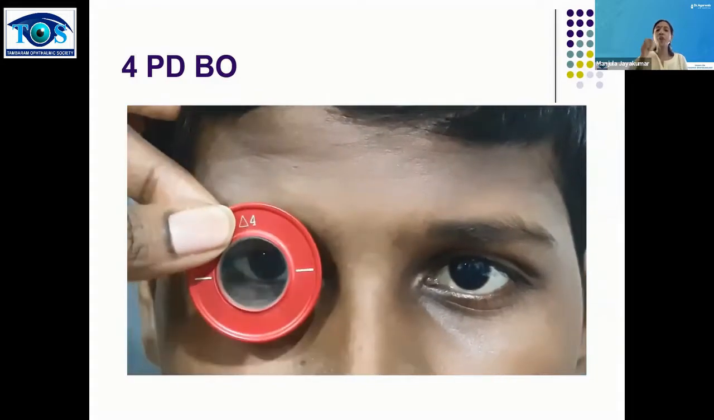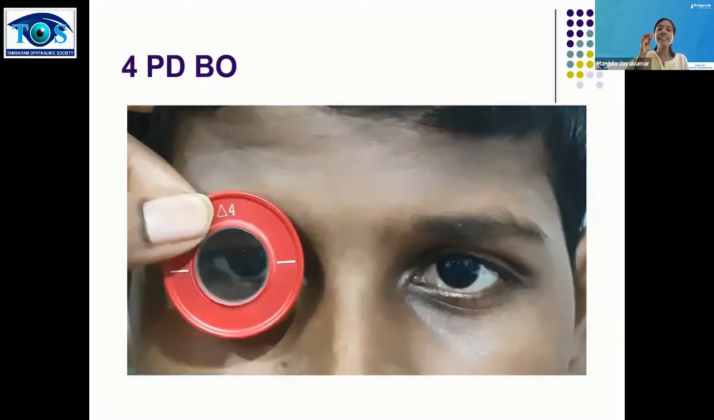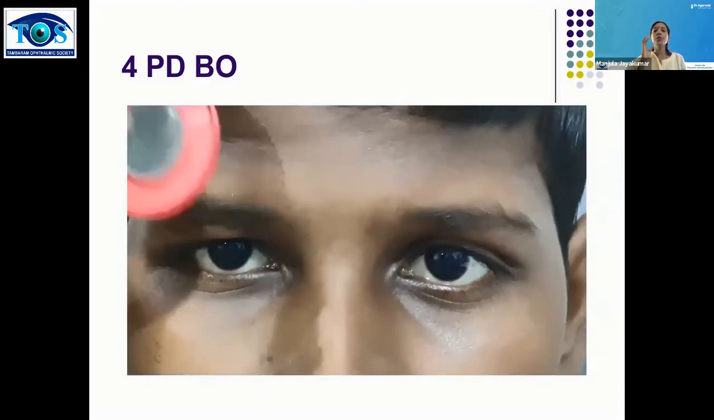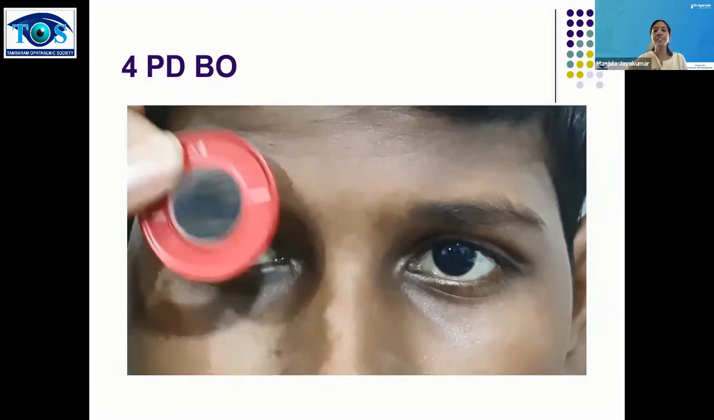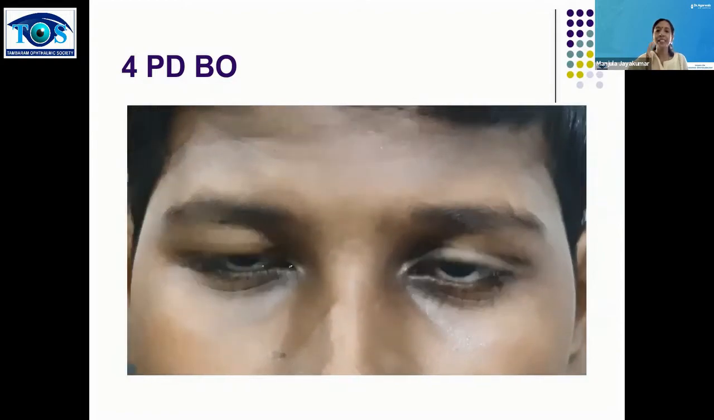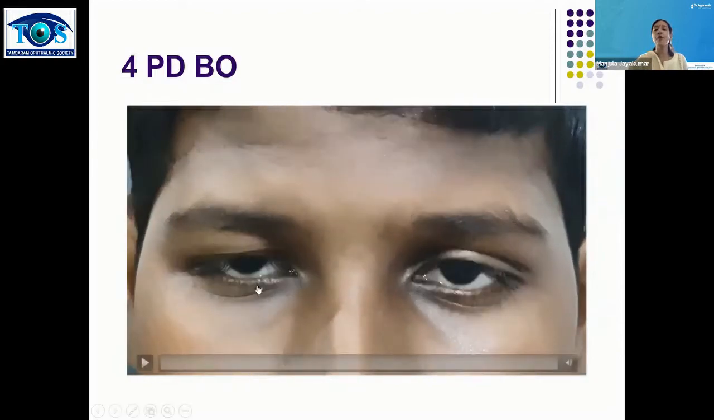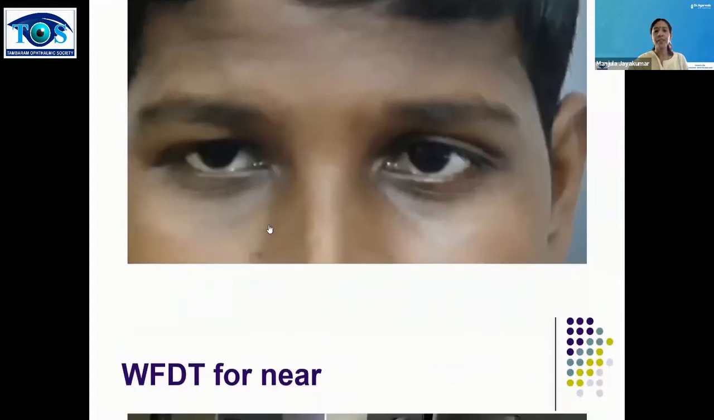Do it in the other eye. There will be no refixation because the image is falling inside the suppression scotoma. You will not have a refixation. So the 4-prism base out test in the right eye of this patient is positive. This child has a microtropia or a monofixation syndrome.